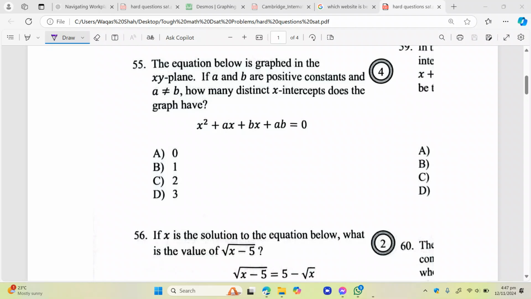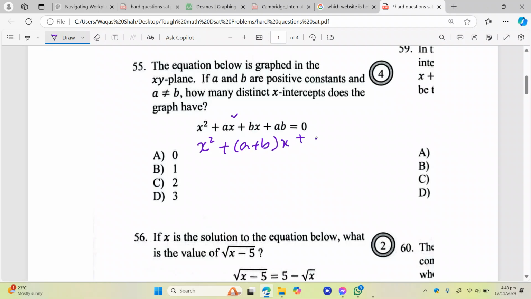Okay, in the next question, it's given that the equation below is graphed on the xy plane. If a and b are positive constants and a is not equal to b, how many distinct x intercepts does the graph have? So at how many places does the graph intersect the x-axis? Okay, so first we will write this in the standard form. The standard form will be x square, and if we take x common, it will be a plus b, x plus ab, that is equal to 0.